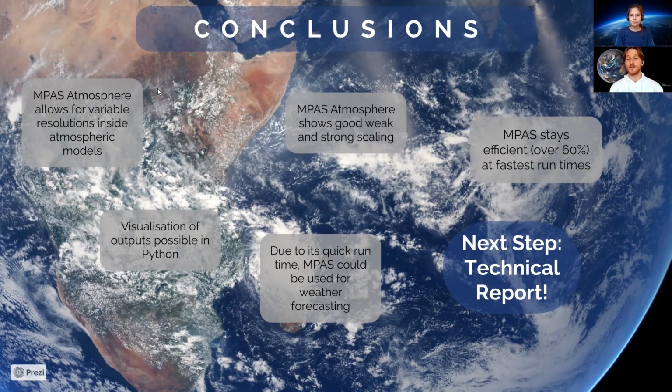MPAS Atmosphere with these unstructured Voronoi meshes allows for variable resolutions inside an atmospheric model. It also shows good weak and strong scaling on Archer 2 and stays efficient even at fast runtimes. Visualization of the outputs is very easily done in Python, which is good as NCAS stopped development of its own plotting language. Due to all of this, the variable mesh sizes and the quick runtimes, MPAS would be very well suited for numerical weather forecasting. As for the next step, we will write a technical report where we give help in compiling and setting up MPAS on Archer 2, as well as recommendations on how to most efficiently run the models.